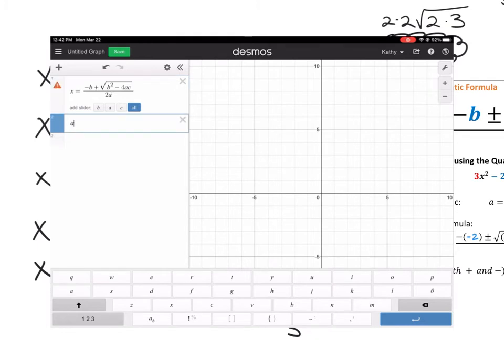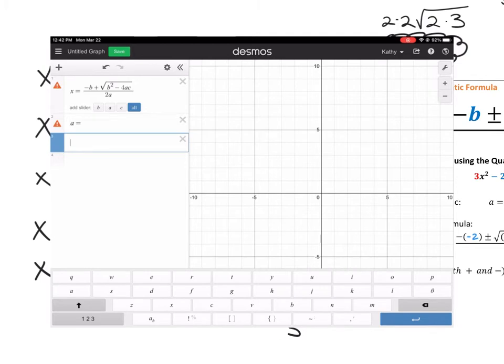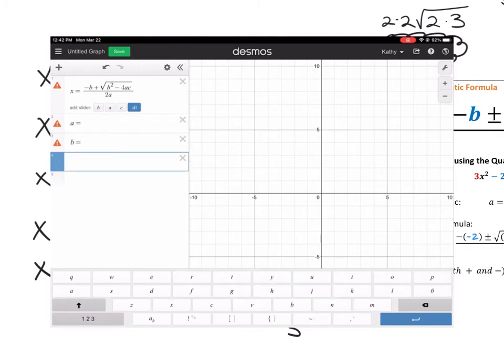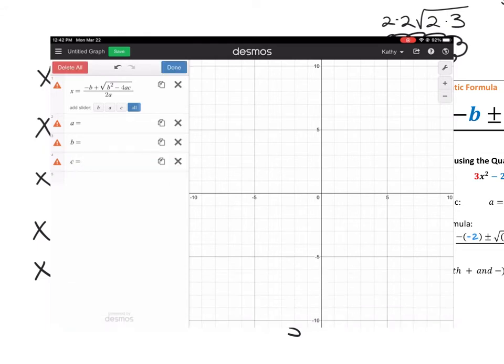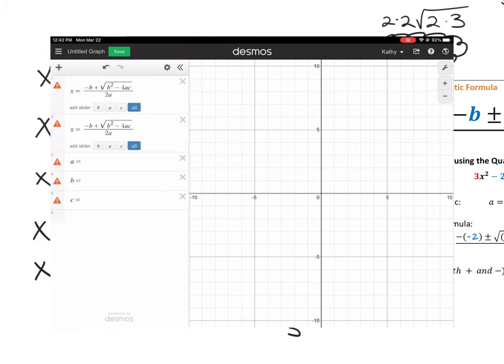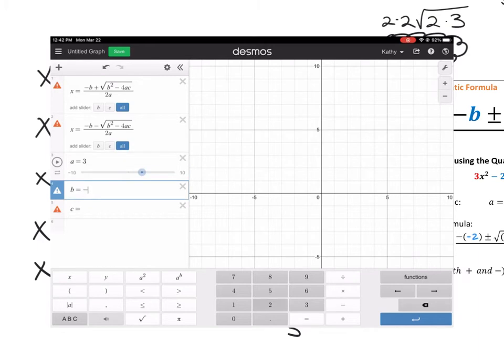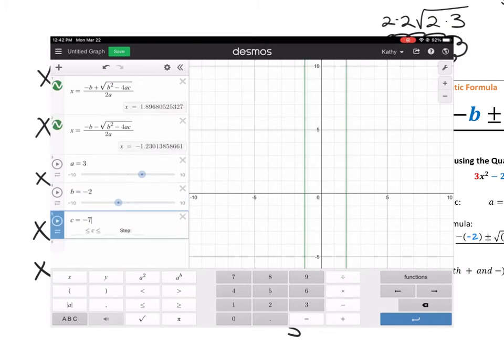Now, test mode will not pop up that option to add a slider, so we're going to type in a equals, b equals, and c equals so that we can plug in numbers. But remember, I've just done plus, but you can duplicate, the little page means copy, the formula and change it to a minus. So there, I have both the plus and the minus version of the quadratic formula. There. We'll plug in the 3 for A, the negative 2 for B, and the negative 7 for C. That's what we had on our paper.